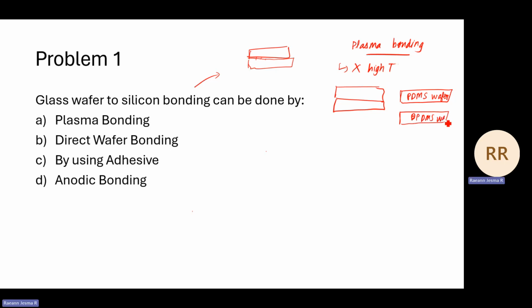So PDMS is a polymer material. So we cannot do the bonding at very high temperature. It cannot be processed at very high temperature. So what we can do is that first we can take one PDMS wafer and we can expose it to O2 plasma.